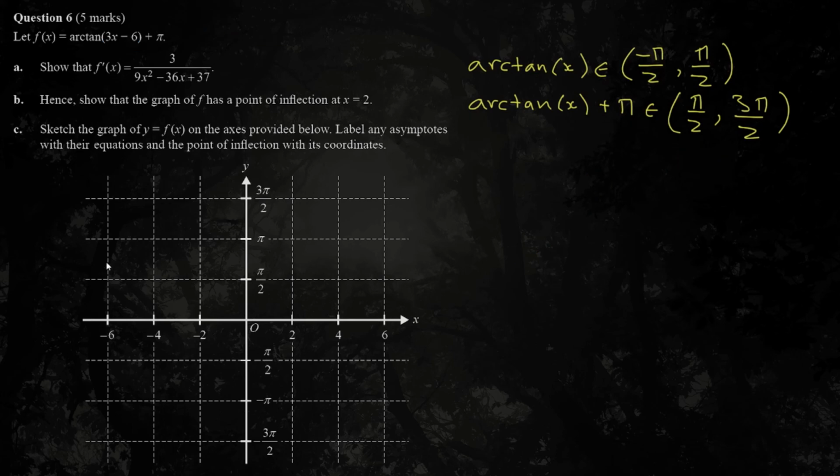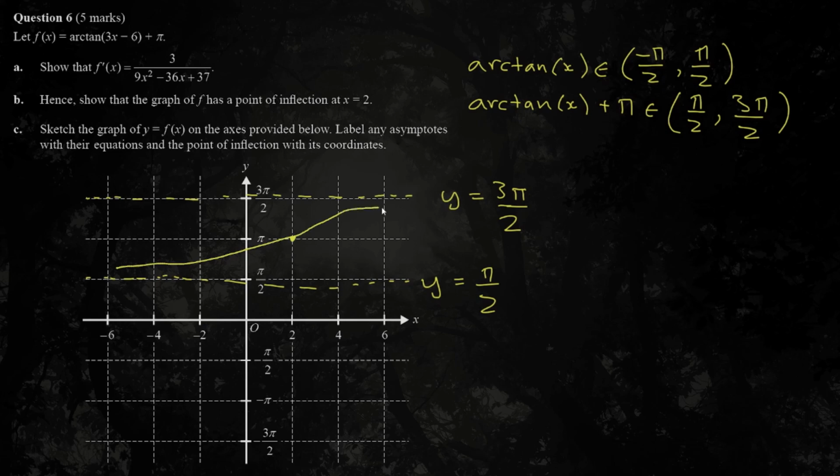So we should have the exact same asymptotes over here for f as we have over here for arctan of x plus pi. And so what that tells us is that we have an asymptote at pi over 2, so I'll label that with y equals pi over 2. We have another asymptote up here at y equals 3 pi on 2. Go ahead and label that. And we already worked out that we have an inflection point at x equals 2, right? So we can go ahead and use that. Here's x equals 2. And so we know that our graph must look something like this. Okay?